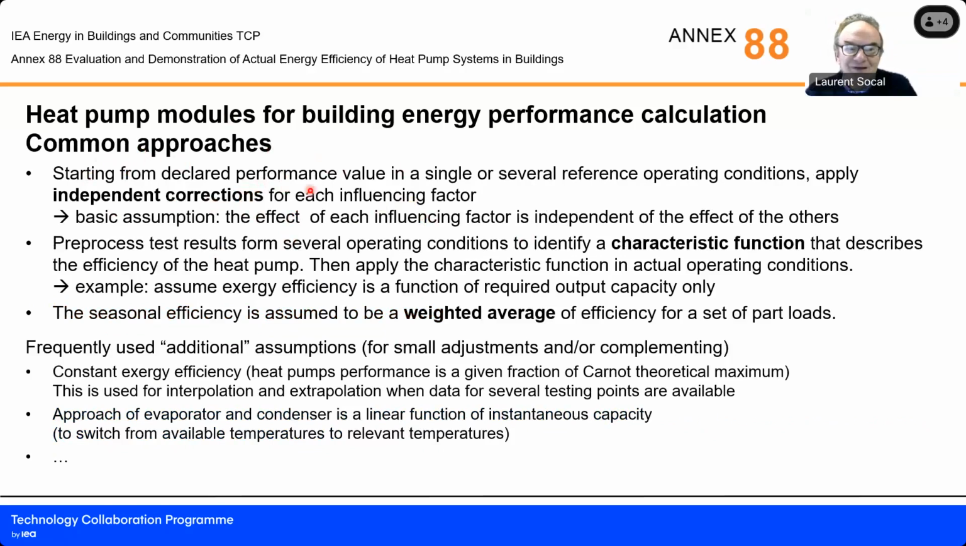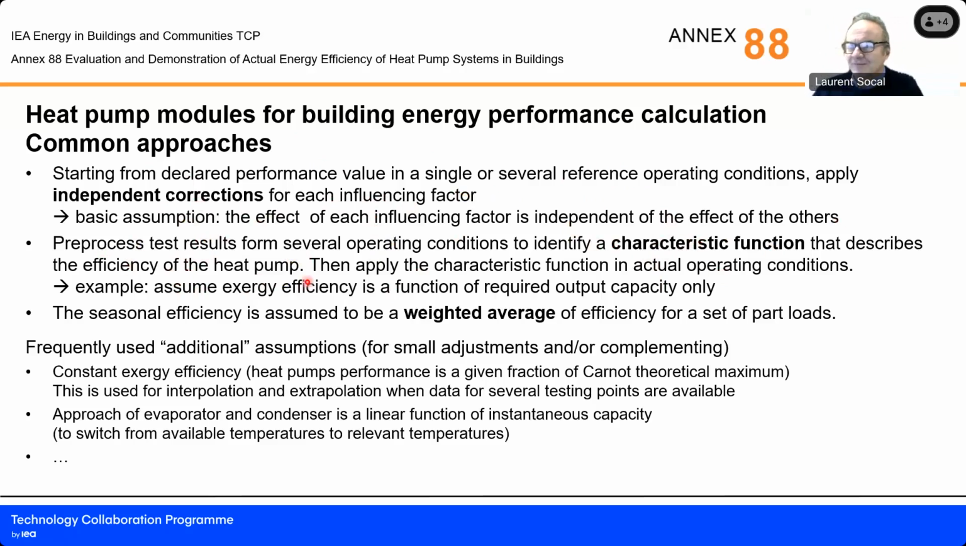So starting from a declared performance in a single or maybe in several reference operating conditions, then you interpolate and then apply independent correction for each influencing factor. So first correct for temperatures, then correct for load, then correct for something else, and you assume they are all independent. The other way of doing this is pre-processing test results from several operating conditions, and you try to identify a characteristic function to describe the efficiency of the heat pump.